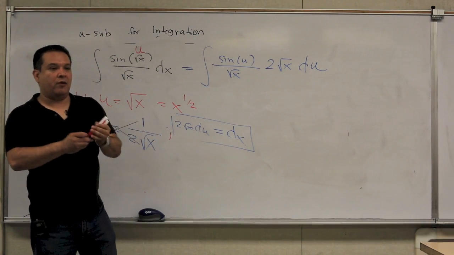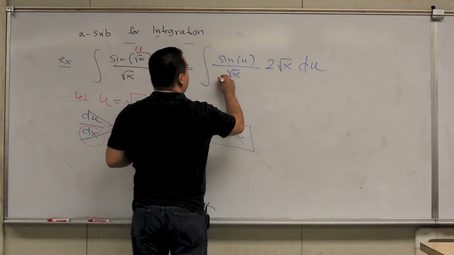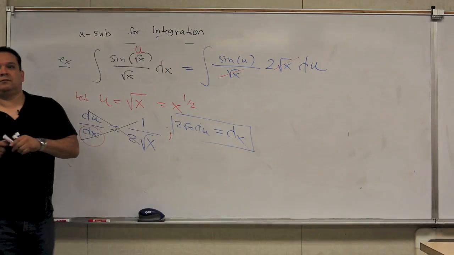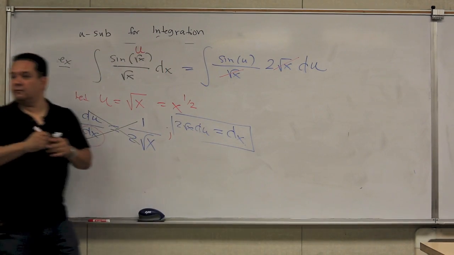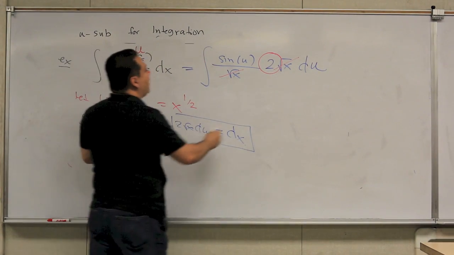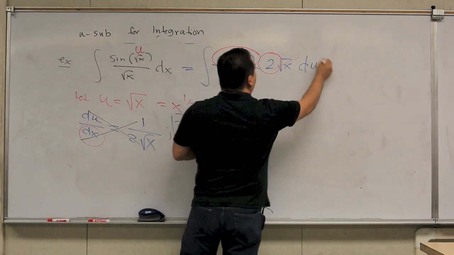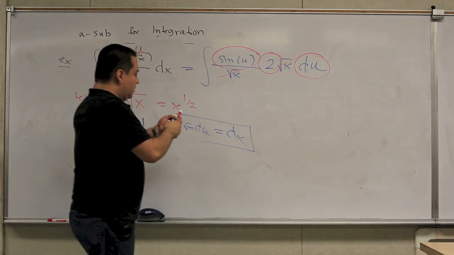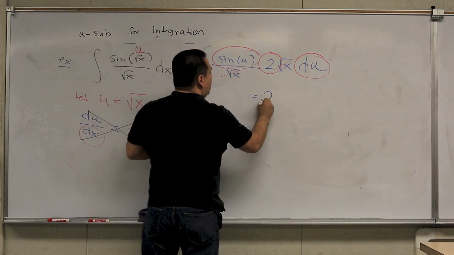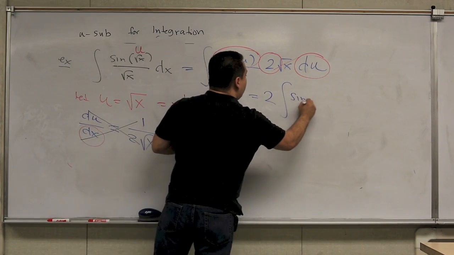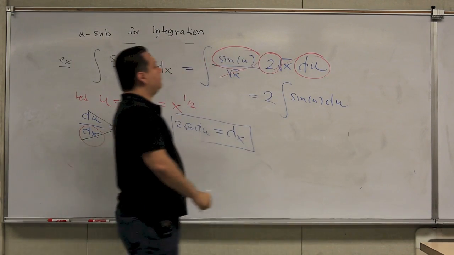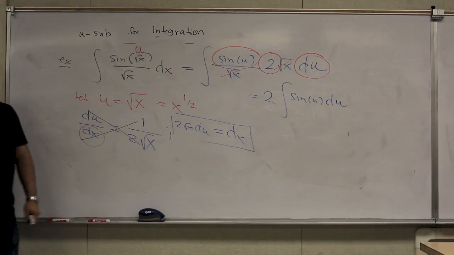What do you guys do with the square root of x's? They are what? They're gone. What do you have left? 2, what else? Sine u and what? Du. So what does this give you? I can pull out my constant. I got 2 integral sine u du. That's what I have to integrate.